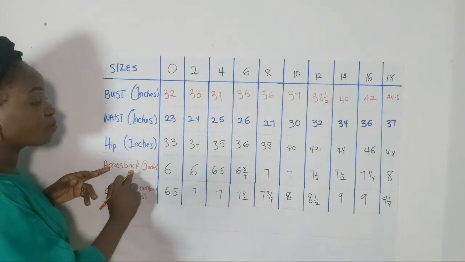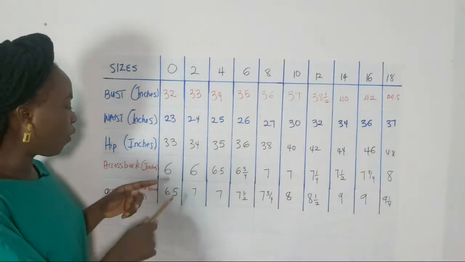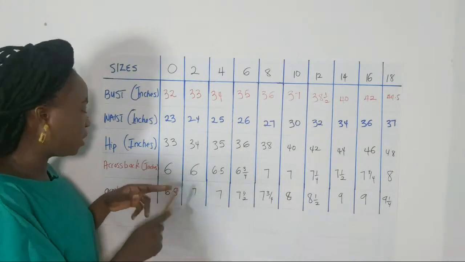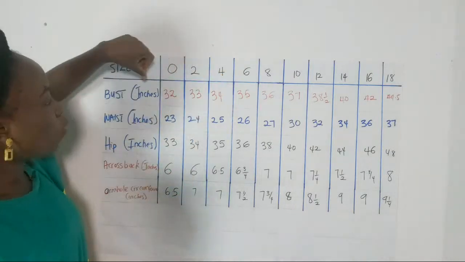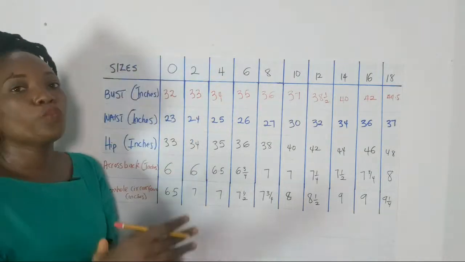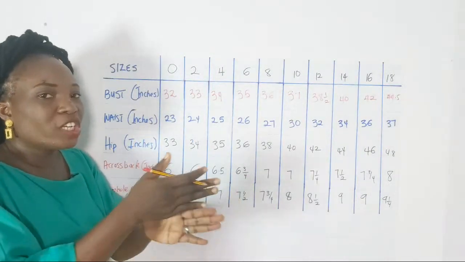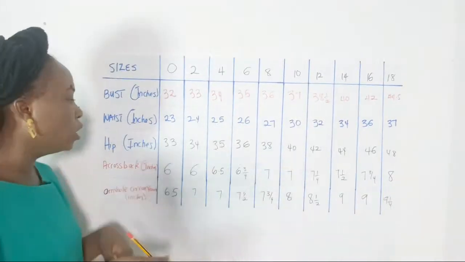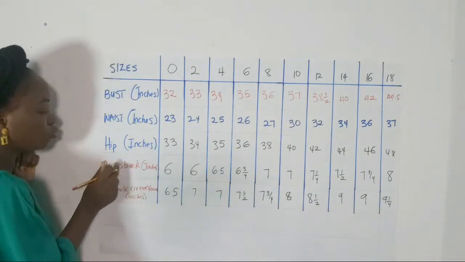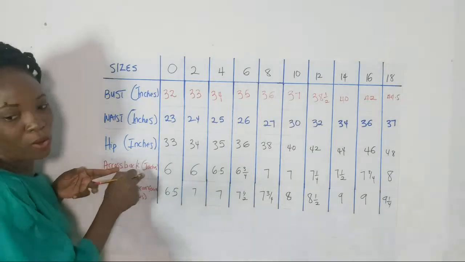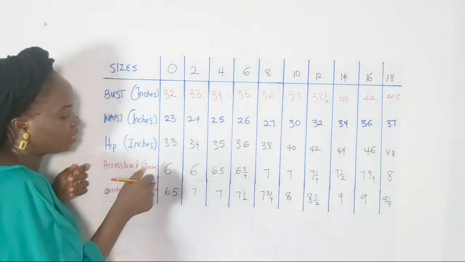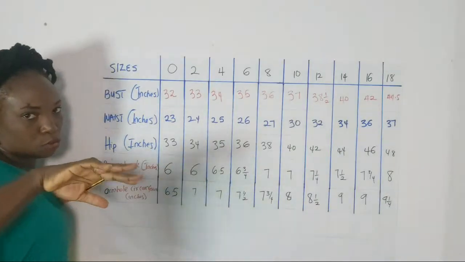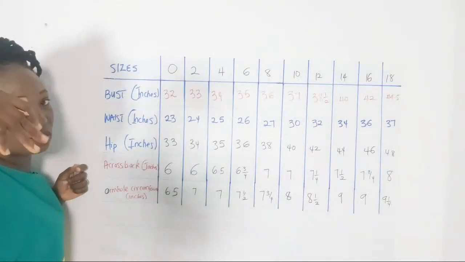For the across back measurements, the difference between the across back and quarter of the bust should be within 2 inches and 2.5 inches. A guide. This one is for your own personal consumption. You don't need to put this on your website or show this to your customers. This is for when you're drafting, or when you're giving this to your pattern drafters.